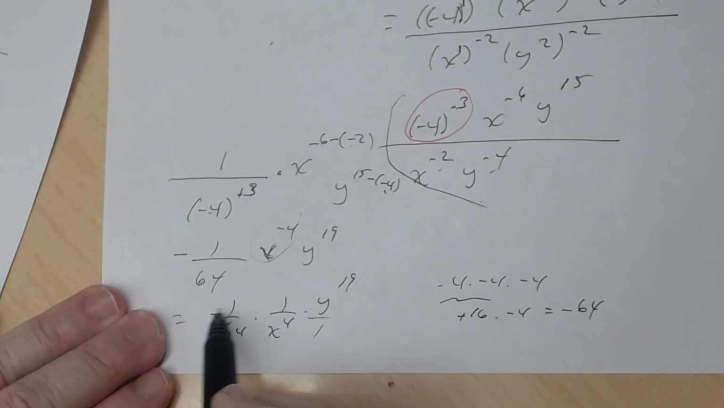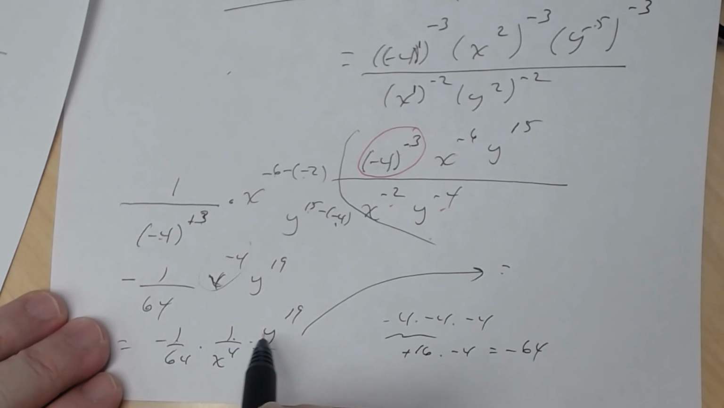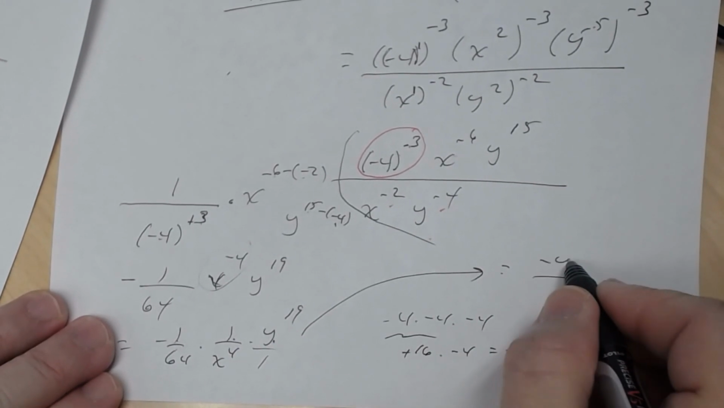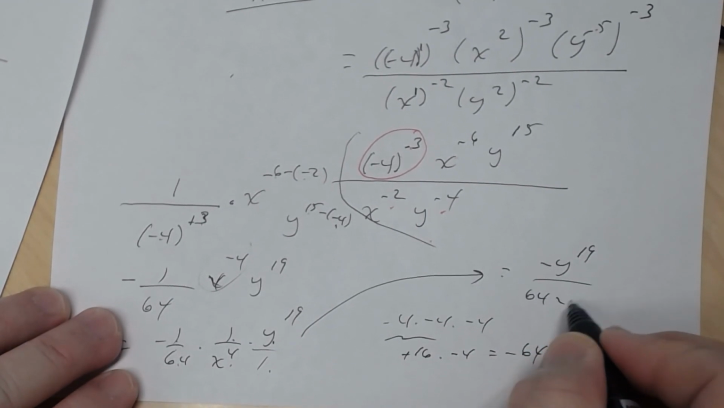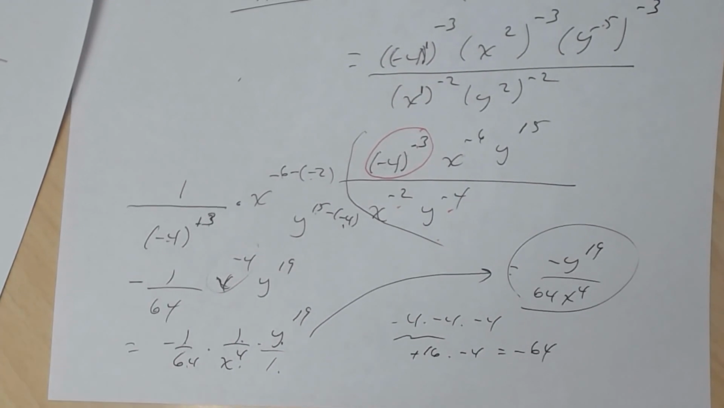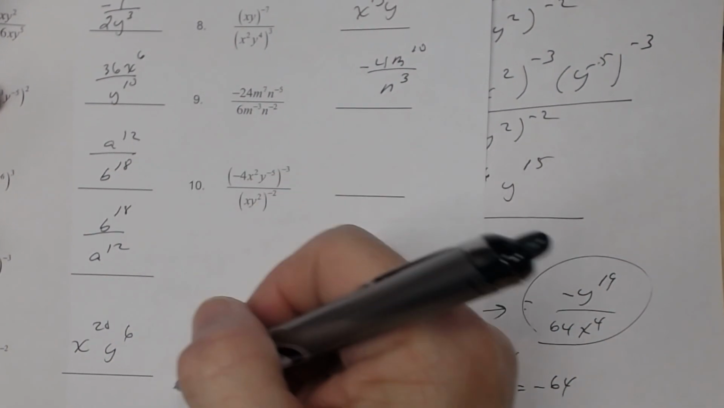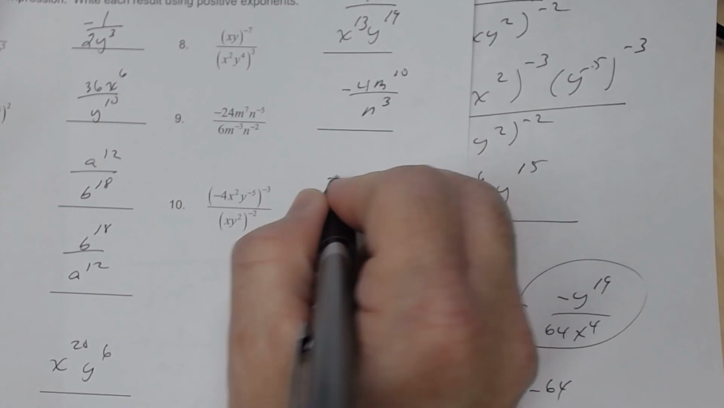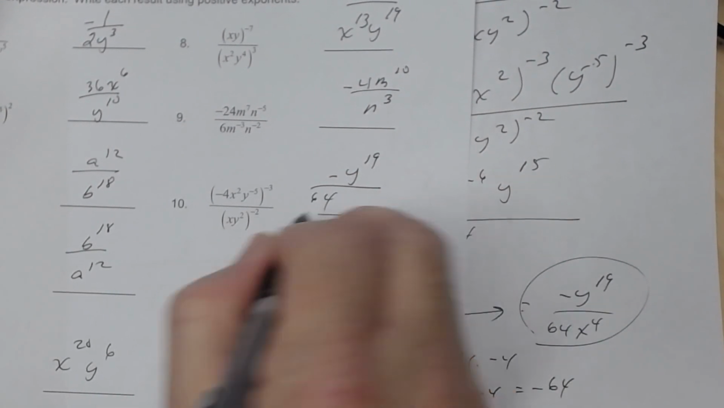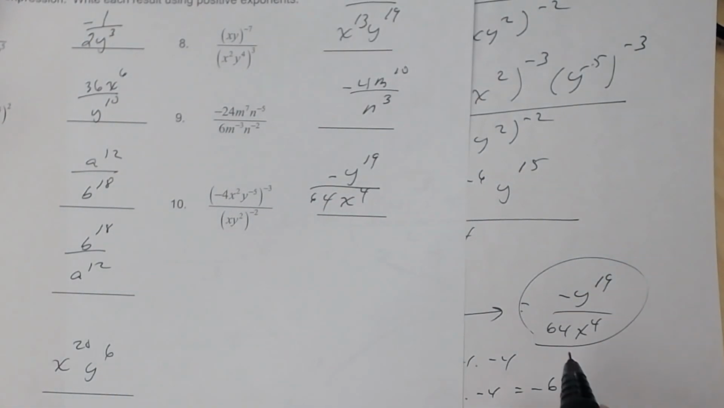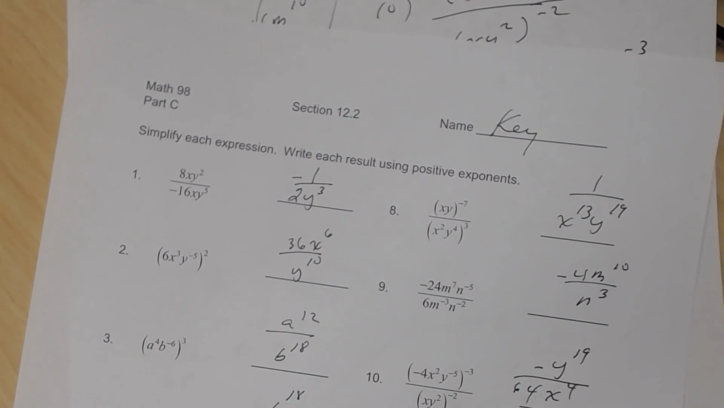And write as one fraction. So the answer is going to be negative 1 times y to the 19th is negative y to the 19th. 64 x to the 4th times 1 is 64 x to the 4th. All right, so that one was a little bit more challenging, number 10. But remember, you want to write all these as one fraction. So it's negative y to the 19th divided by 64 x to the 4th. Okay, so that's going to take care of worksheet 12.2, part C.